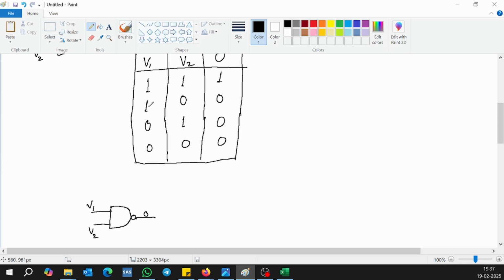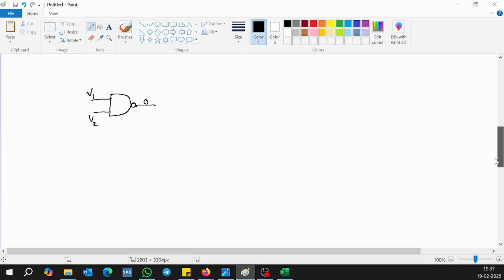In case of AND gate, when V1 was 1, V2 was 0, output was 0. But here, in case of NAND gate, it will be 1. Others also, like this is 0, this is 1, the output is 0 in case of an AND gate, but in case of a NAND gate, it will be 1. When both the inputs are 0, in case of AND gate, the output is 0, but in case of a NAND gate, it will be 1. I will just draw the truth table here. So this is called NAND gate.